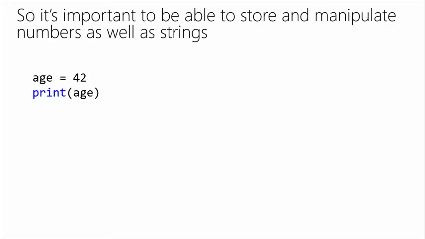Excellent. So it's very important that when we're working with our variables, we can store numbers in the variables as well as strings. If you take a look at the slide here, you'll notice I've got a variable called age, trying to stick with those meaningful variable names like we were talking about last module. And I've just set it to 42.